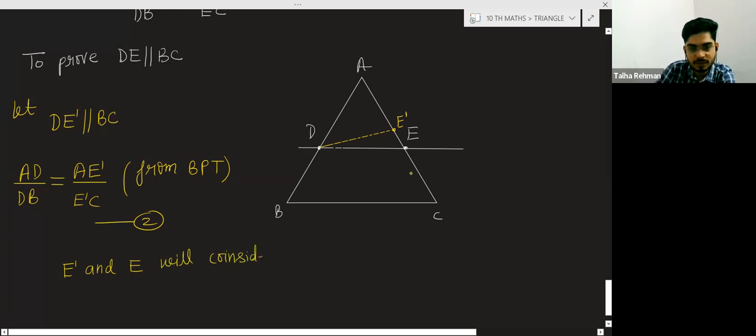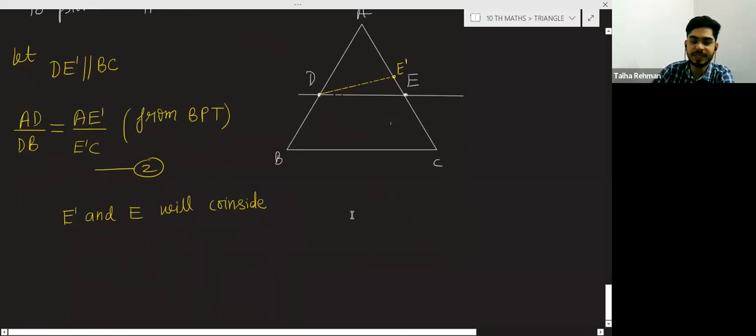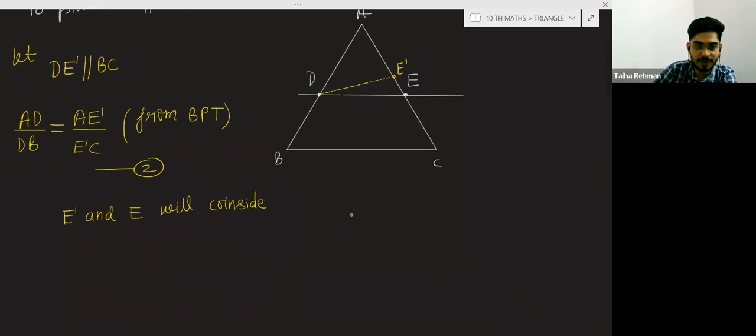Coincide means this E dash is here. This E dash will be here according to this equation number 1, and according to equation number 2, this E dash must be at E. This will be like this.